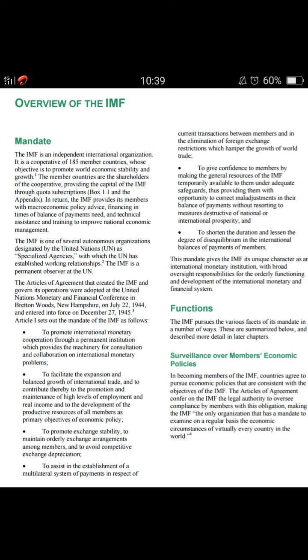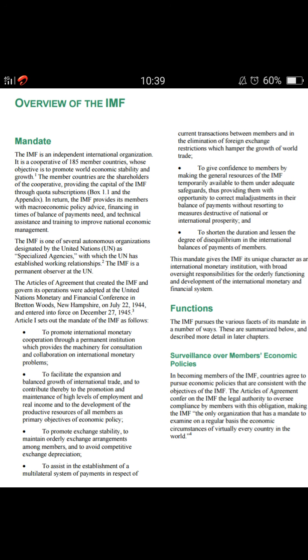Now in the next section we'll deal briefly with the functions of IMF. The first function is surveillance over members' economic policy. Surveillance means having an eye on member nations' economic policies. The economic policies of member nations should be consistent with the objectives of IMF.